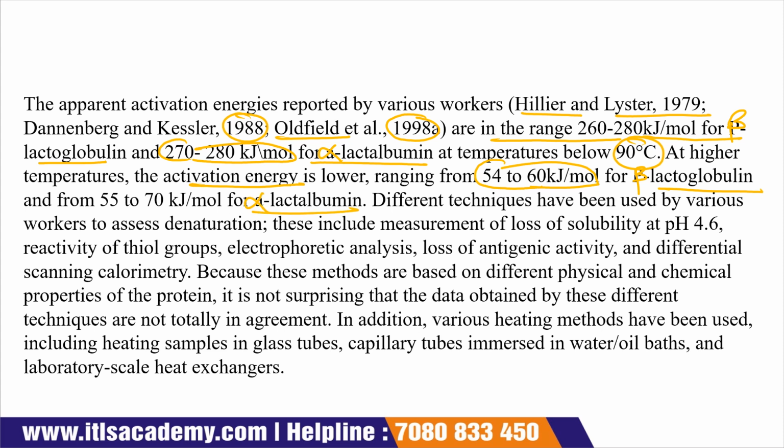Different techniques are used by various workers to assess the denaturation, which include measurement of loss of solubility at pH 4.6, reactivity of the thiol group, electrophoretic analysis, loss of antigenic activity, and differential scanning calorimetry, because these methods are based on different physical and chemical properties of the protein. So it is not surprising that the data obtained by these techniques are not totally in agreement.